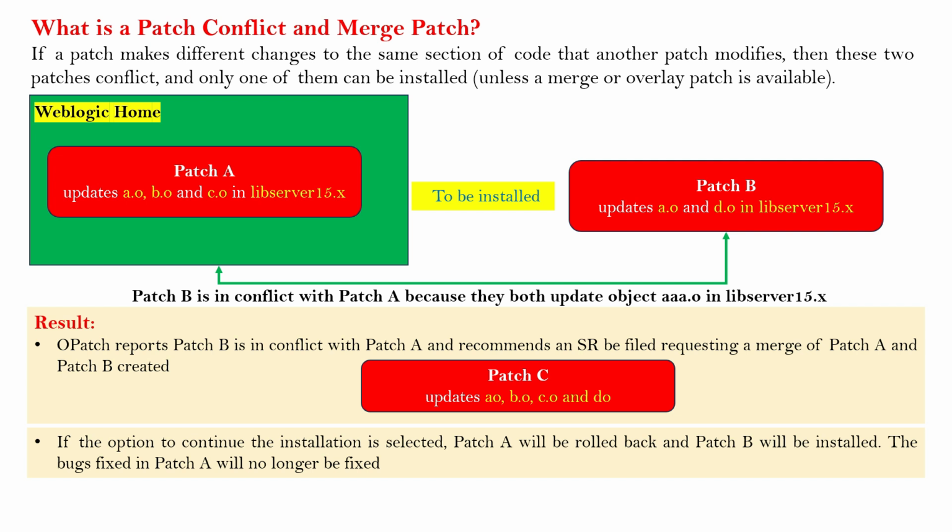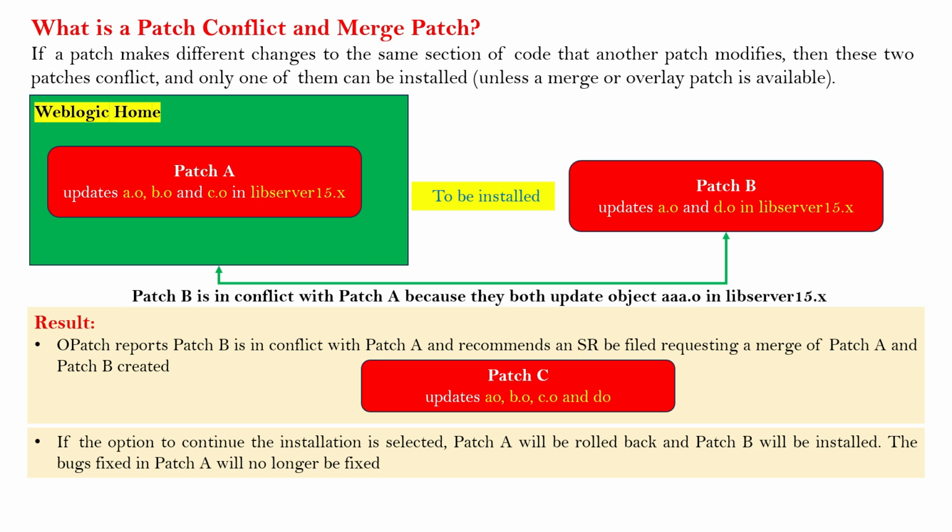If the option to continue the installation is selected, patch A will be rolled back and patch B will be installed. So in that case, if you are going to apply the patch, there are different patch options to ignore the warnings and conflicts as well. So what will happen if you apply patch B without getting a merged patch? Patch A will get rolled back and patch B will be applied.